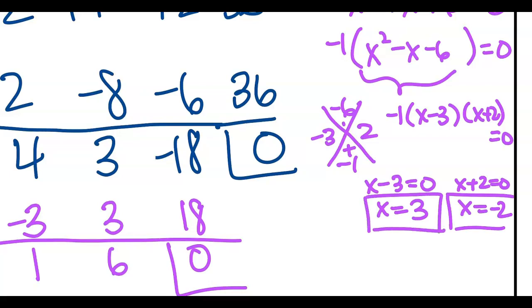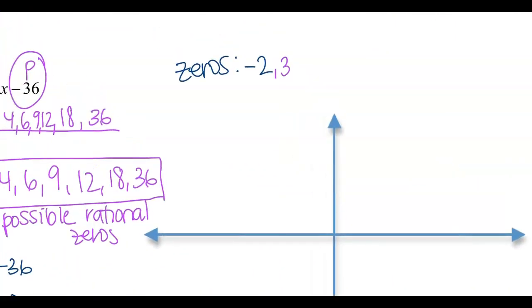Where have I seen these numbers before? You're pointing. What does that mean, Edgar? Those are the zeros. Those are the actual zeros I already have. So what does that mean if I have these other x-intercepts? The multiplicity is going to be 2. Good job, Fatima.